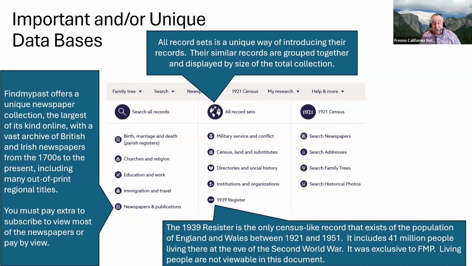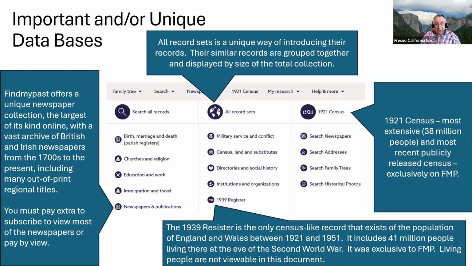And one of the things that's interesting is they have blacked out people that are on there that they can't verify are deceased. If they think the person's alive, they black out the line of the census of that register that has that person's information. We'll show you that later. Okay, then they also have the 1921 census, and that's the most recent publicly released census, and it's an exclusive at Findmypast. You can actually search for it at FamilySearch and Ancestry, but to see the record, you got to come over to Findmypast.